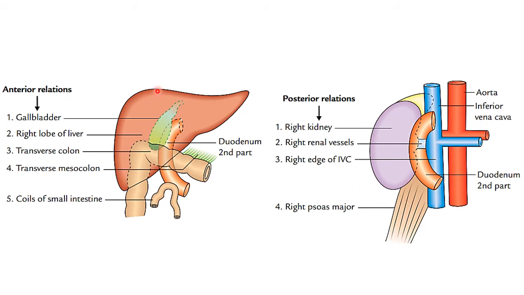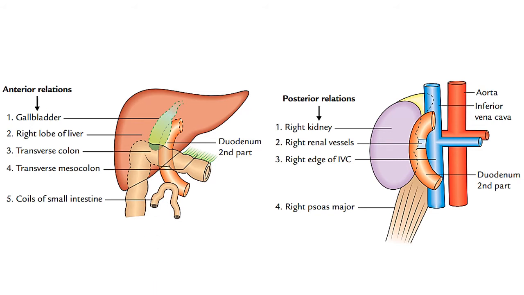The lateral relations of the second part of the duodenum include the right lobe of the liver, the right colic flexure, that is the right bend in the colon, and the descending colon. The medial relations include the head of the pancreas. The head of the pancreas lies in the concavity of the second part of the duodenum.